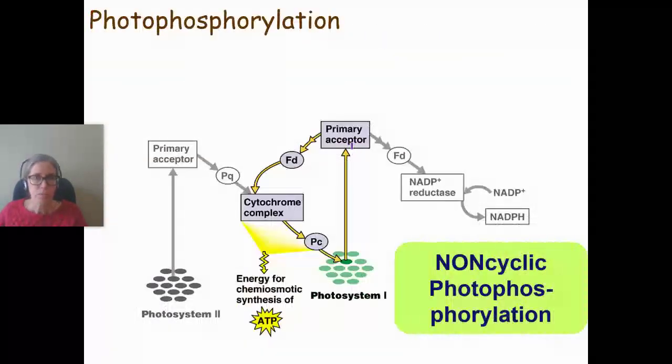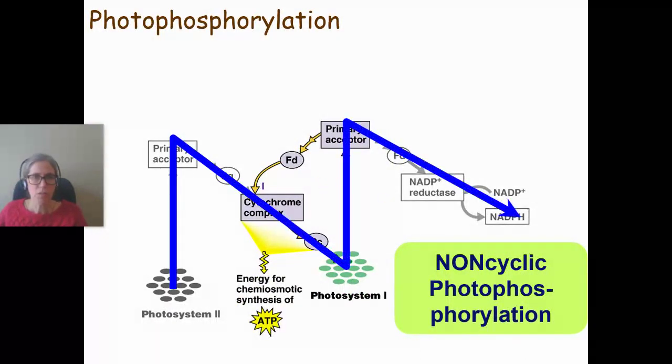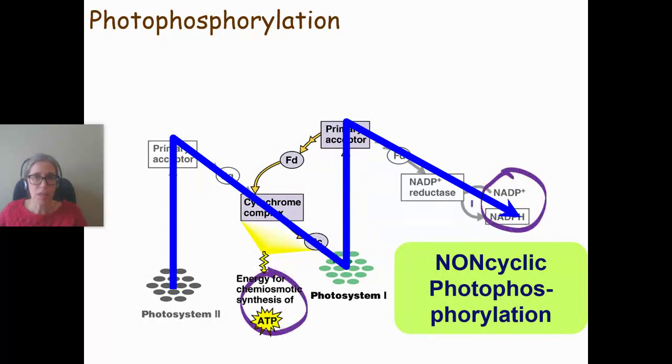Okay, so in non-cyclic photophosphorylation, just to review, the electron goes through the entire thing in one direction and makes both ATP and NADPH.